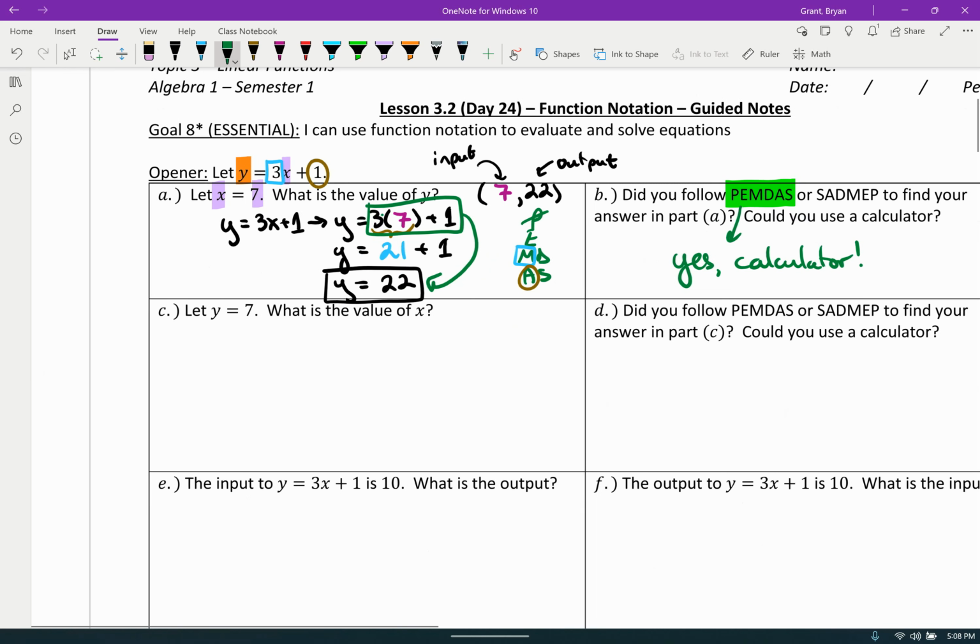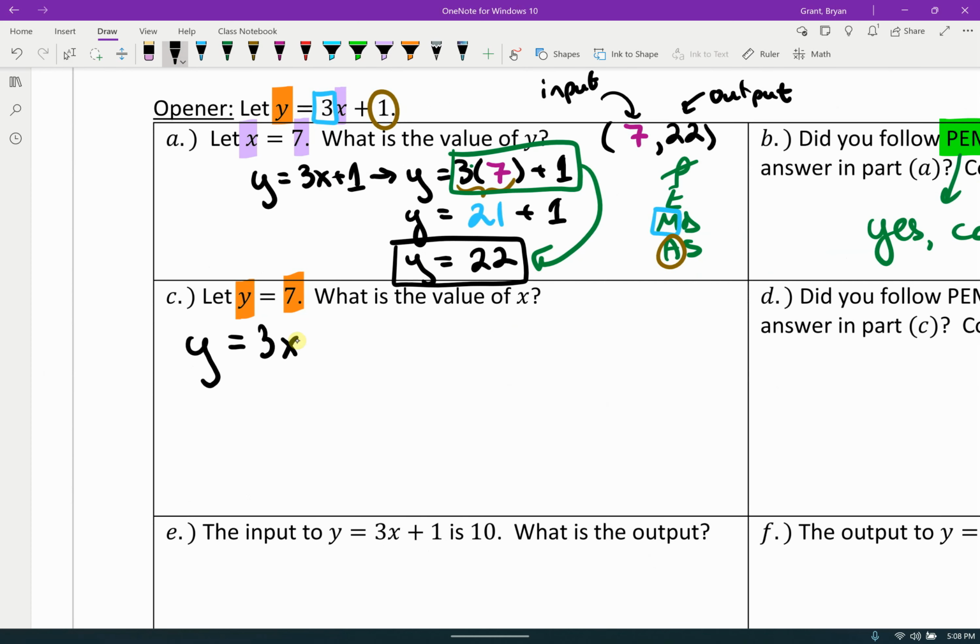All right, let's see how that contrasts with C. Part C says, let y equal 7. What's the value of x? So again, we start with our y equals 3 times x plus 1. But in this case, we're not replacing the x with 7. They told us the y is 7. So we should take this equation and replace the y with 7, like so.